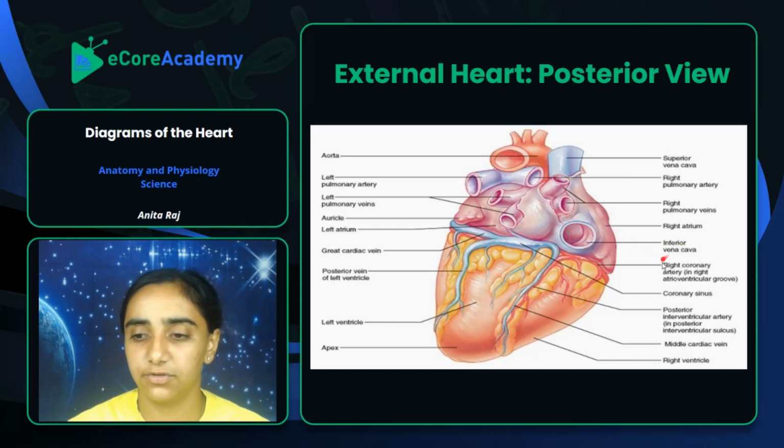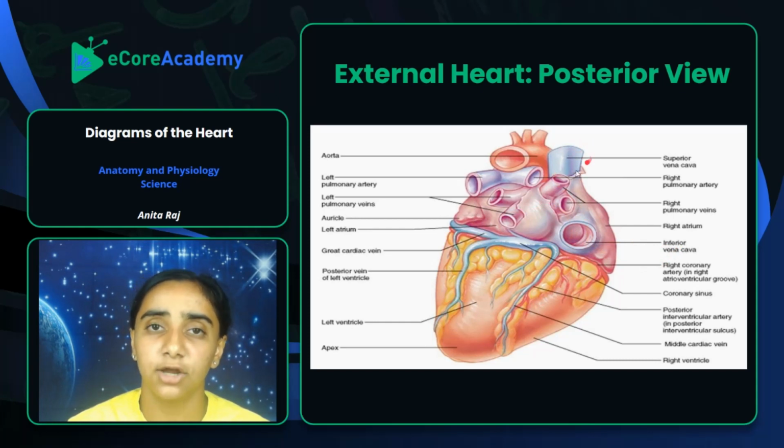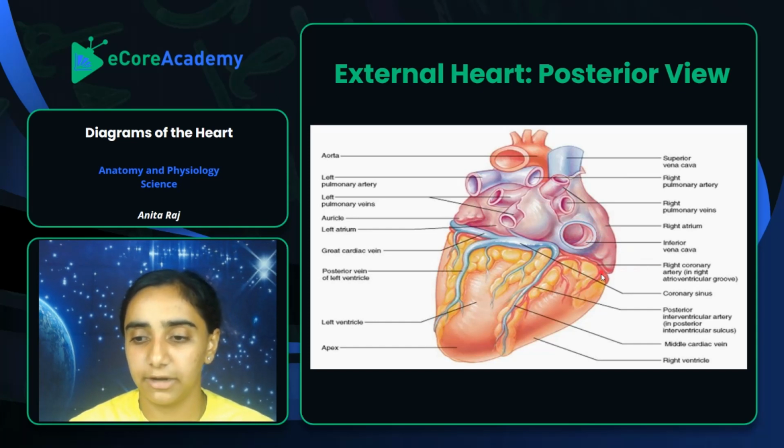Then you have your inferior vena cava. Remember, we have a superior one that collects deoxygenated blood from veins that are coming from the top parts of your body, from the upper parts of your body. This one collects deoxygenated blood from veins coming from the bottom parts of your body, and this also empties out into the right atrium. This right here is the right coronary artery.